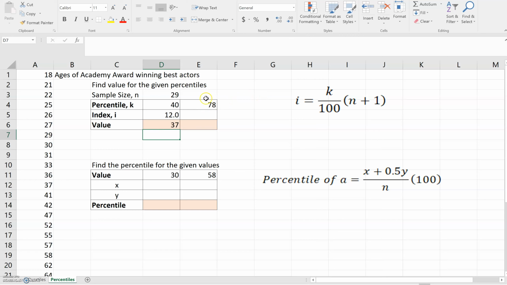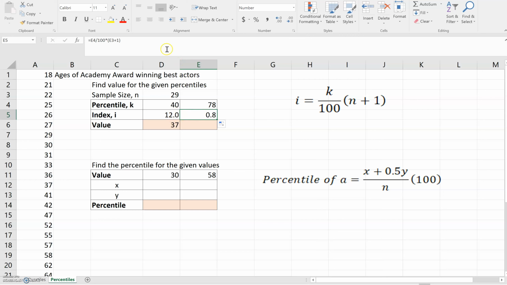Okay, so now I want to calculate the 78th percentile for this list. And I don't want to have to retype all of that formula that I just did, so I am just going to copy this one over. So I grab the green square at the bottom right corner and drag it, and I get a value. That value seems a little off for this set, so let's look at what happened.